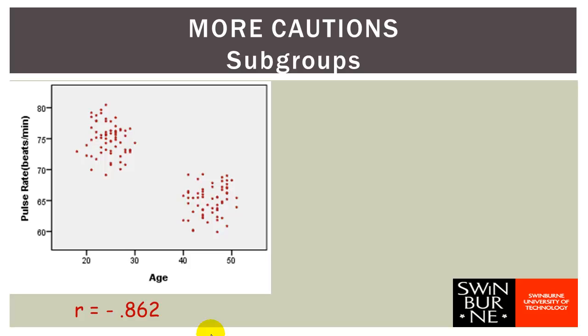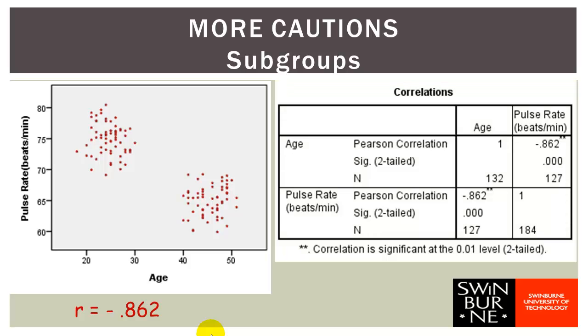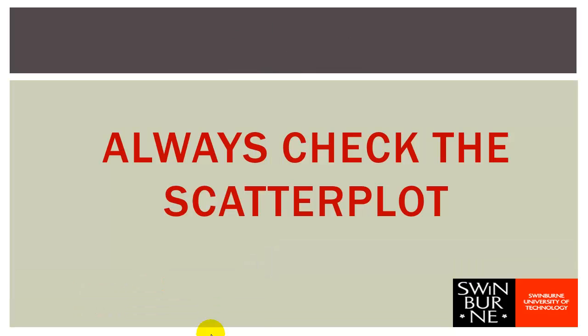And if you fit a correlation coefficient to that, if you fit a straight line, you find quite a strong negative relationship. But if you looked at either of those two groups individually, you'd find that in each of the clusters there was practically no relationship between age and pulse rate. So not only should we be checking for curves and for outliers, but we also need to be checking for any obvious subgroups in the data. So again, always check the scatterplot before you start using Pearson's correlation coefficient.